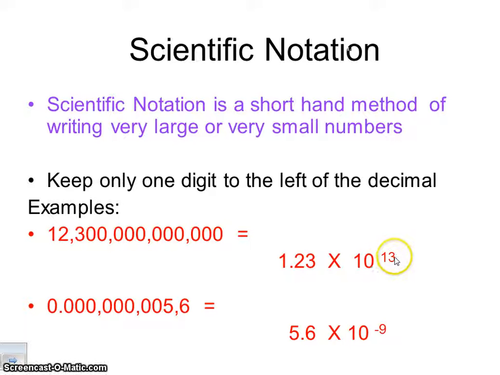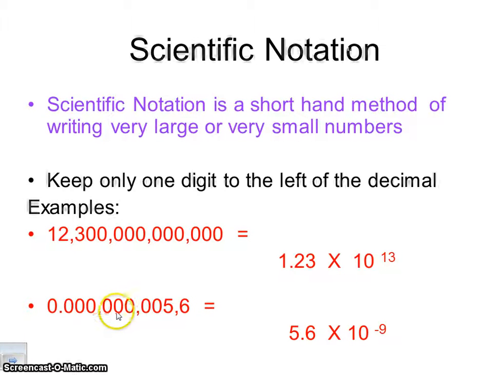Now, how do you know whether this exponent, 13 here, is positive or negative? If you are moving your decimal to the left, that's going to be a positive number. The way I usually think of it is, if you're talking large numbers, they're positive. If you are talking about a number less than 1, you're talking small numbers, and they're going to be negative.